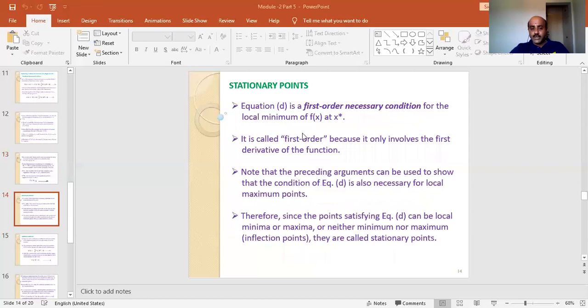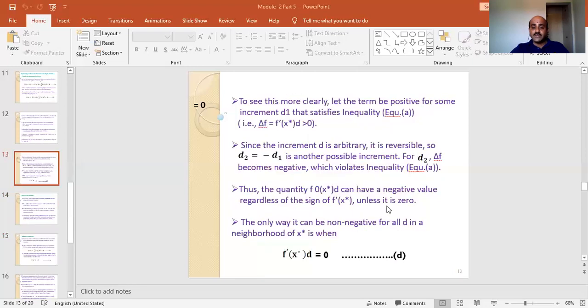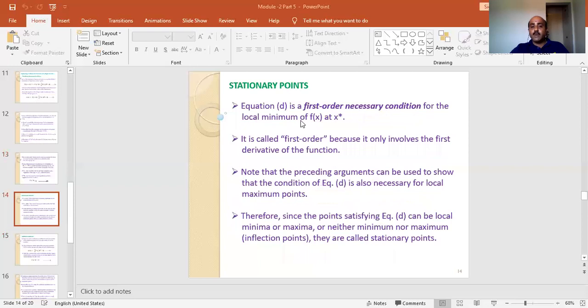Next comes stationary points. Equation d is a first order necessary condition. So this is the first order necessary condition for us for the local minimum point f star. It is called first order because it only involves the first derivative of the function, that is, a single prime. Therefore we call that a first order necessary condition.